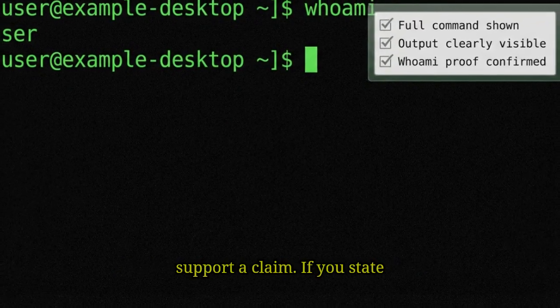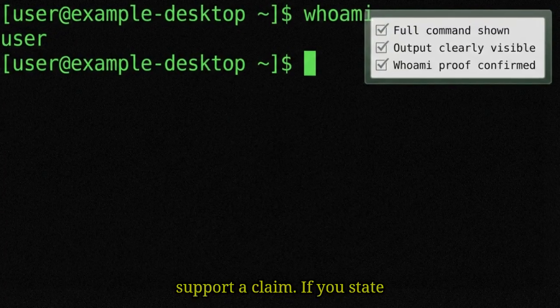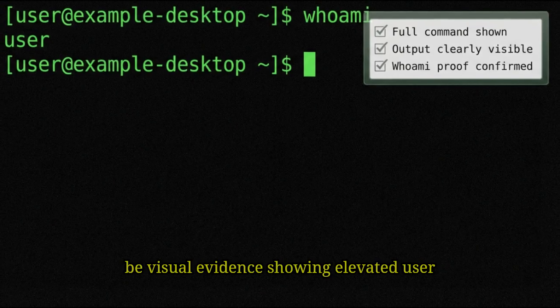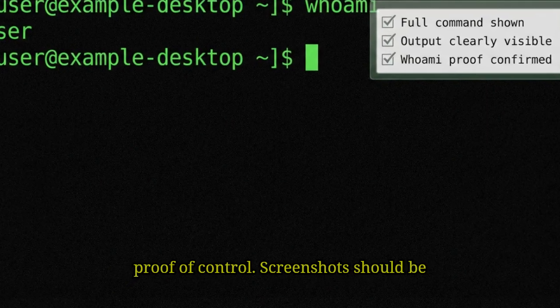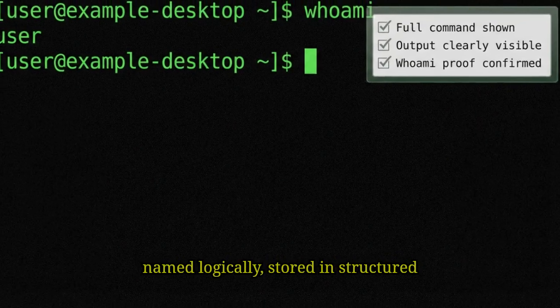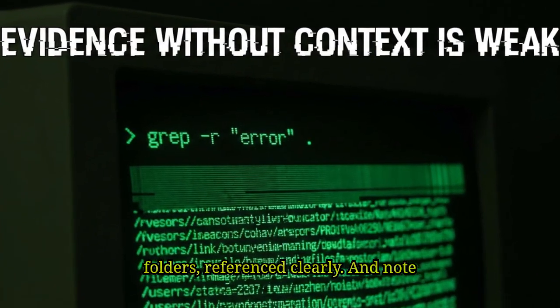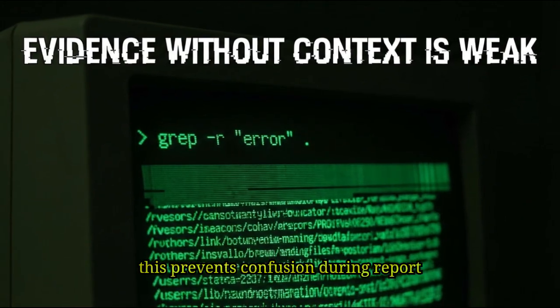Each screenshot must support a claim. If you state privilege escalation achieved, there must be visual evidence showing elevated user, proof of control. Screenshots should be named logically, stored in structured folders, referenced clearly in notes. This prevents confusion during report writing.